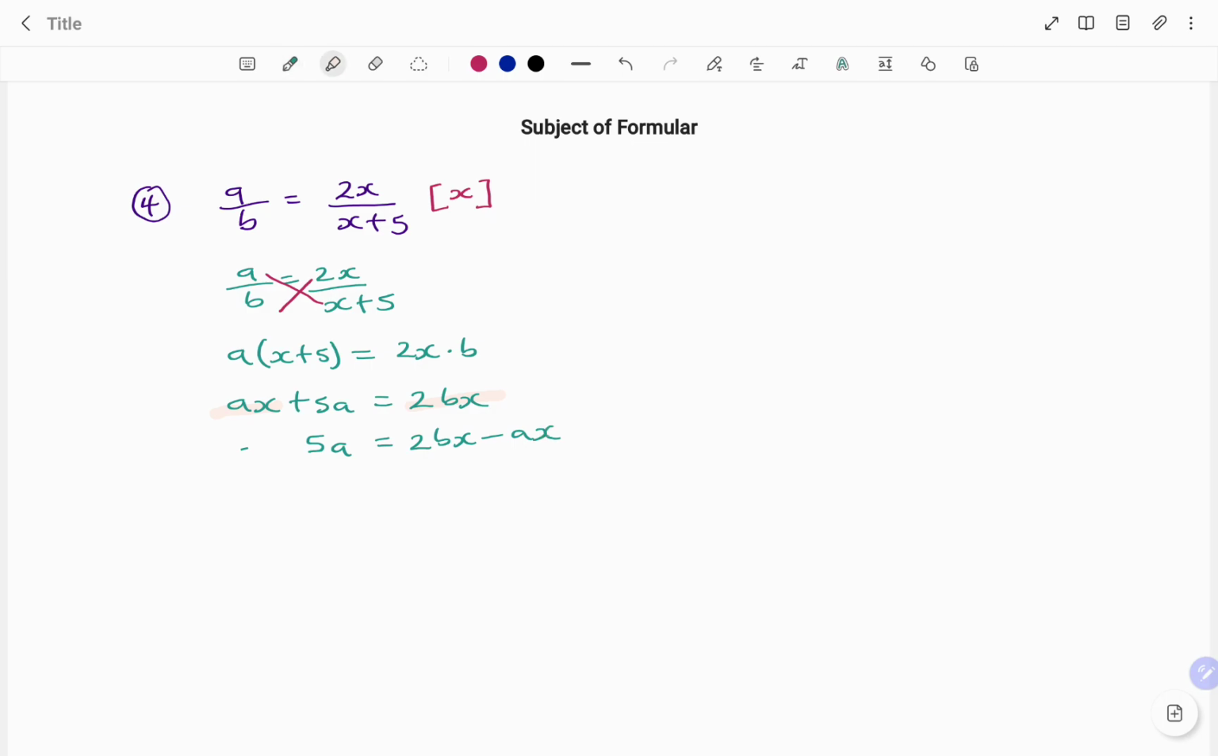The next step, because I'm making x the subject of formula, I'm going to factorize my x. I have 5a equals x in bracket 2b minus a. Therefore, to make x the subject of formula, I'm going to divide both sides by 2b minus a. So that will be x equals 5a over 2b minus a.